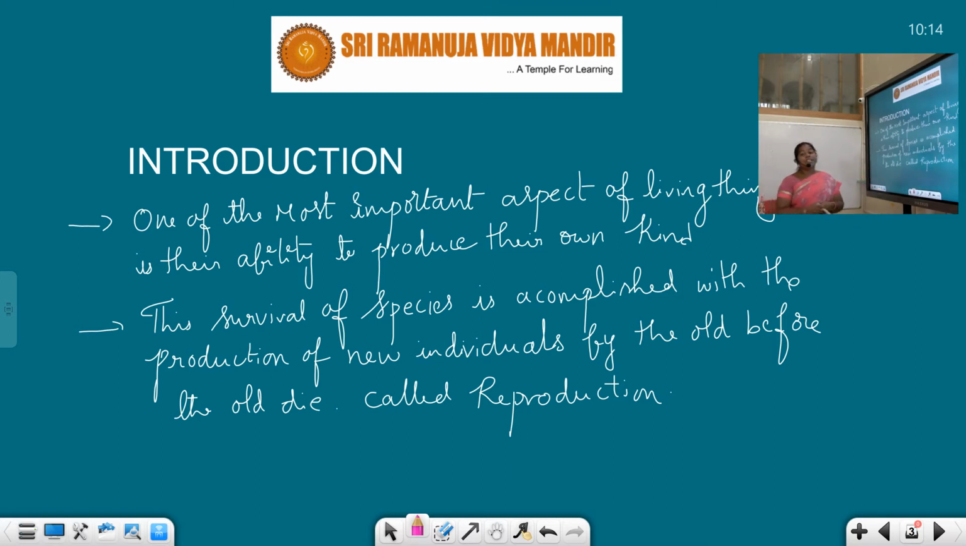Now let us go for the definition of reproduction. The survival of the species is accomplished with the production of new individuals by the old before the old die, called reproduction. Once again I am repeating the definition, students. The survival of the species is accomplished with the production of new individuals by the old before the old dies, called reproduction. So here the parent cell or parent is going to give rise to a new individual in the lifespan of the parent. So this is reproduction.